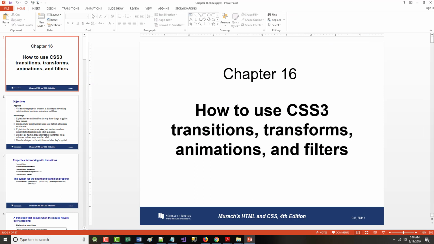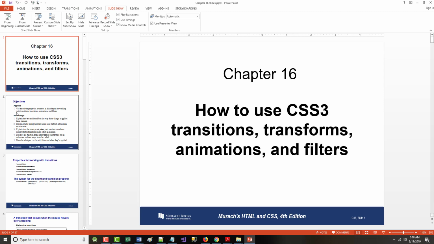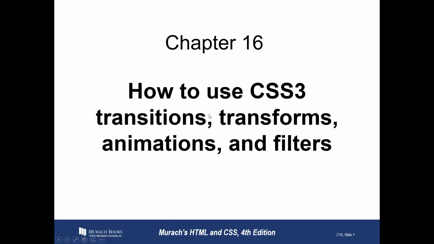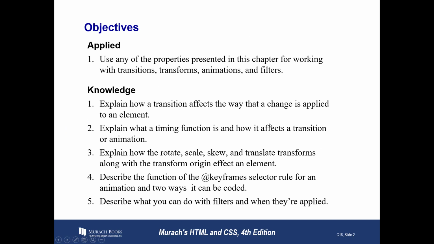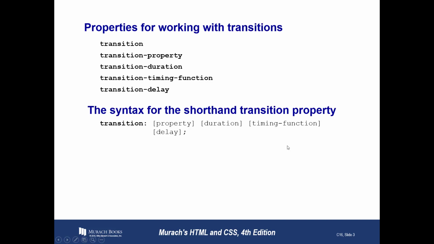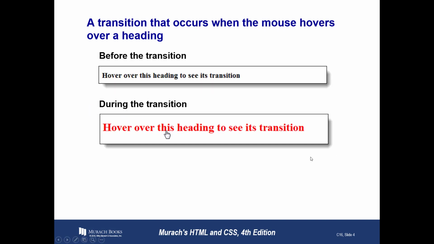A lot of people like this chapter because, for lack of better words, it's glitzy. It shows some style, some pizzazz, etc. So we'll talk about how to use transitions, transforms, animations, and filters. Now, much of the stuff that's done in here is very simplistic in nature. The properties you use when you work with transition, as it says, are the property itself, the duration, the timing function, and the delay.